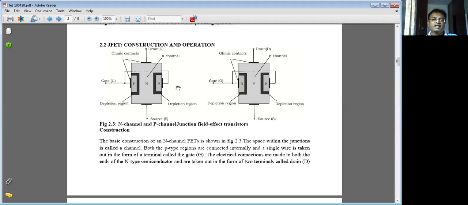So always I will concentrate on the N channel. The difference is to replace N with P and P with N, and you will get a P channel. So if nothing is specified, and they ask you to write the construction of a JFET, write the N channel. If they specifically ask you to write a neat diagram of a P channel JFET, then only you write this. I think this is clear.